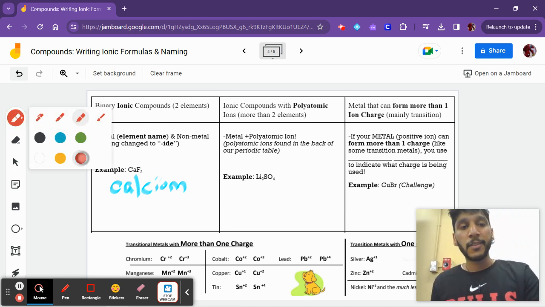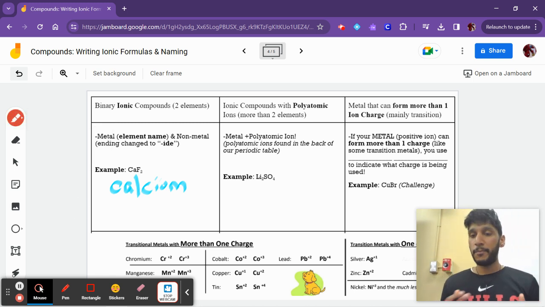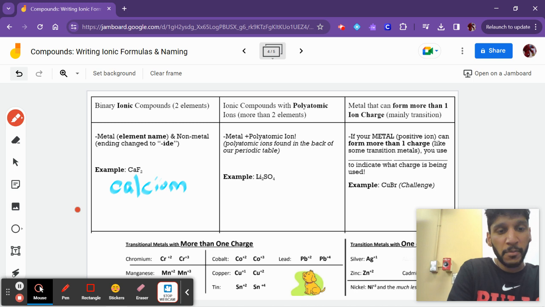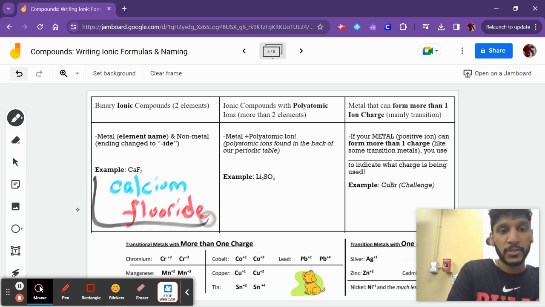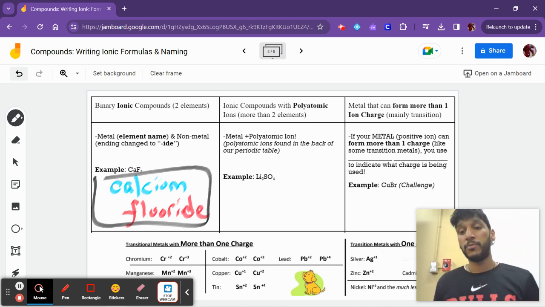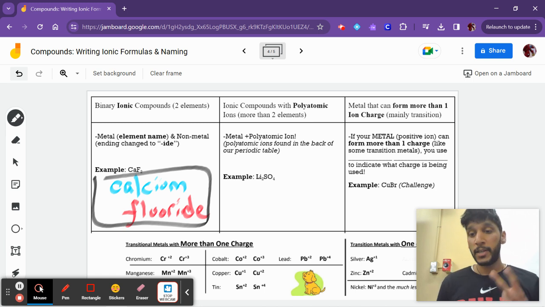And then there's a little trick for the non-metal. So the non-metal, that ending, if you haven't noticed yet, is always ending with ide. So when we're talking about that ion, it's called fluoride in ion form. So this element is fluoride, and this compound is calcium fluoride. So CaF2, when we refer to it, we call it calcium fluoride. That's when we got two elements.